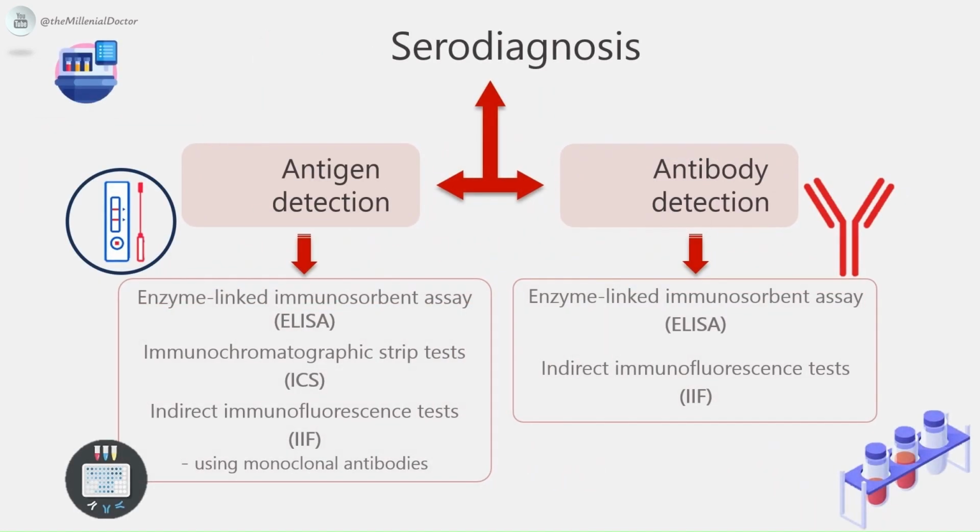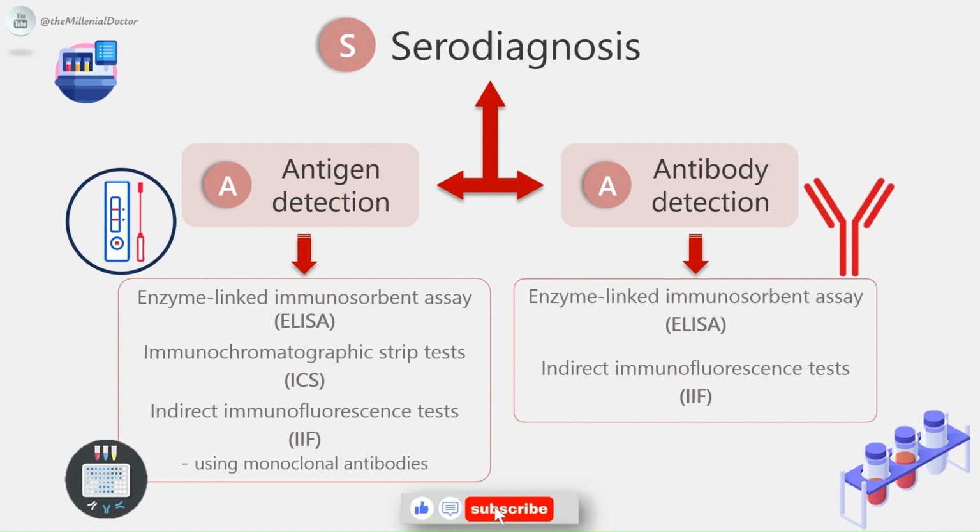Then the serodiagnosis. It includes antigen detection and antibody detection. Antigen detection: enzyme-linked immunosorbent assay, that is ELISA, then immunochromatographic strip tests, and indirect immunofluorescence IIF tests using monoclonal antibodies have been developed for detection of Giardia antigens in feces. The presence of antigen indicates active infection.